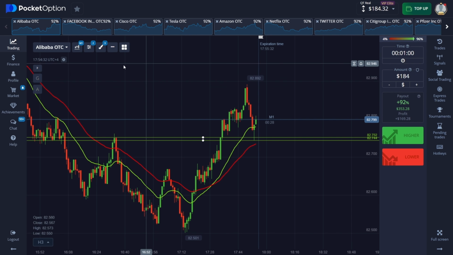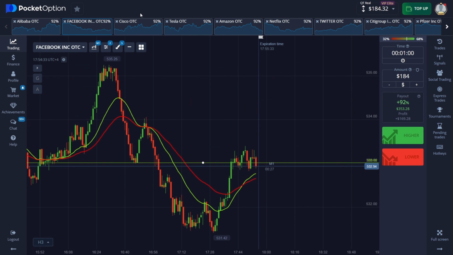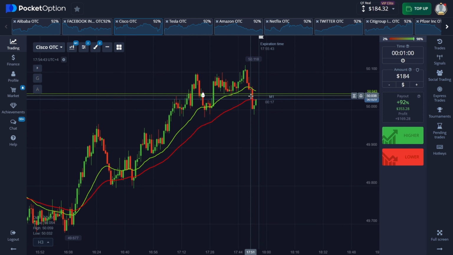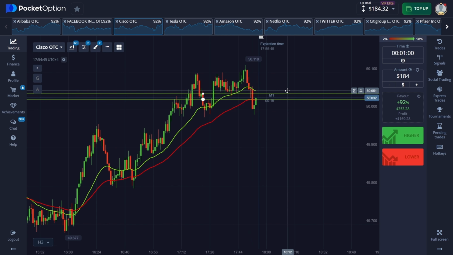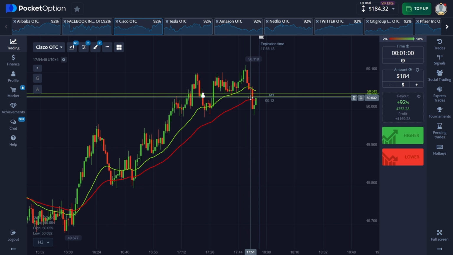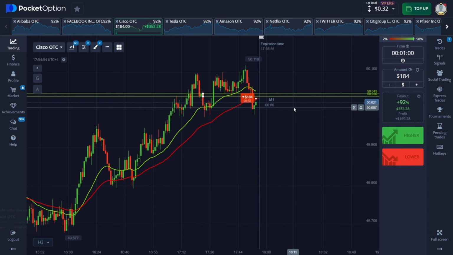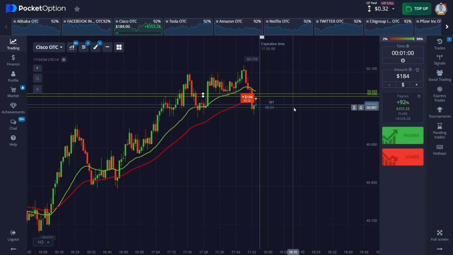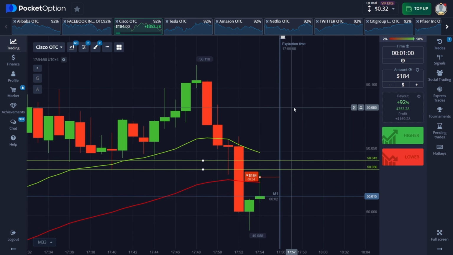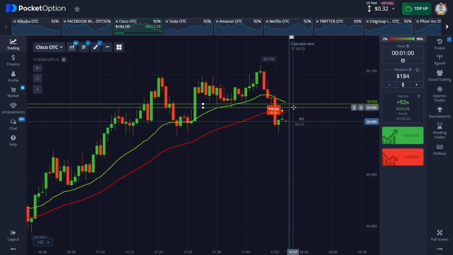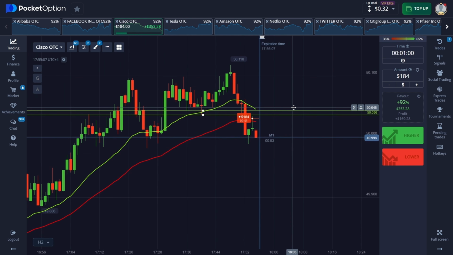Now, let's find a third trade of the compounding session worth $184. Here it looks like a good trade on Cisco OTC for a downward move. Yes, it was a good trade. I placed a trade worth $184 for a downward move on Cisco OTC because there was a resistance level, support becoming resistance. The previous red candle broke the support level. Then the green candle retraced, turning the level into resistance.